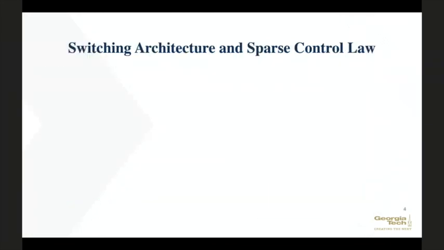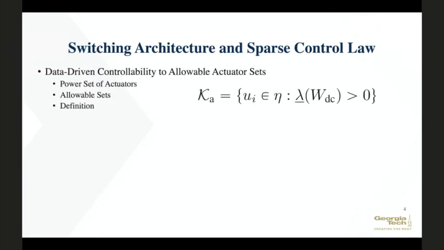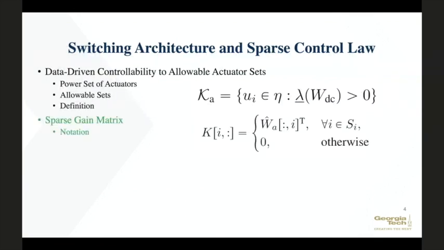Using this idea, we define allowable set of actuators. To switch between an allowable set of actuators out of all possible configurations in the power set eta, the data-driven controllability Gramian WDC must be positive definite. Kappa alpha is the set of allowable actuators.